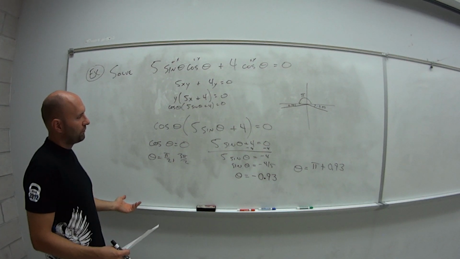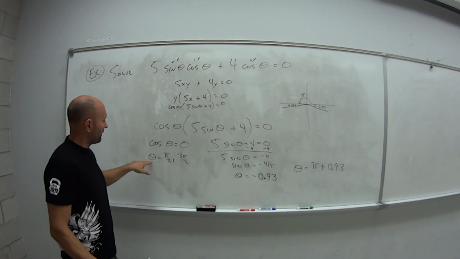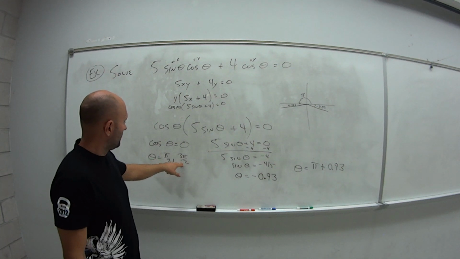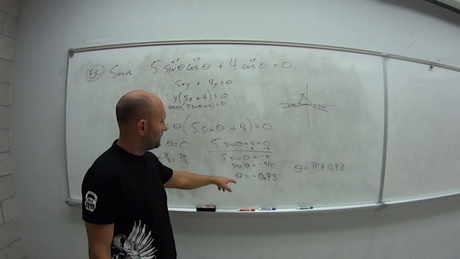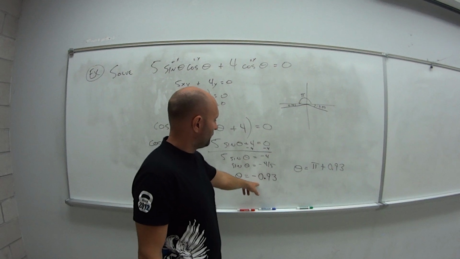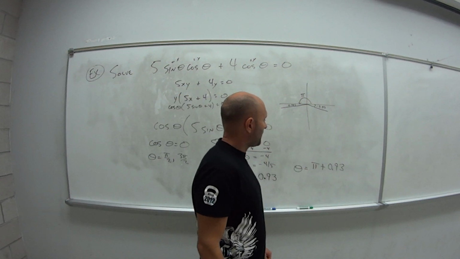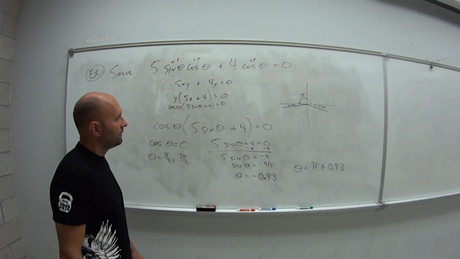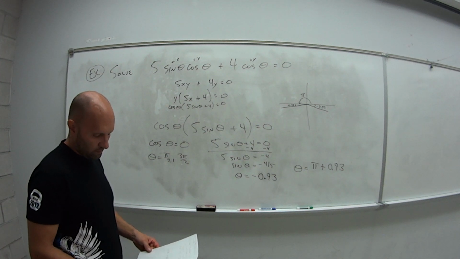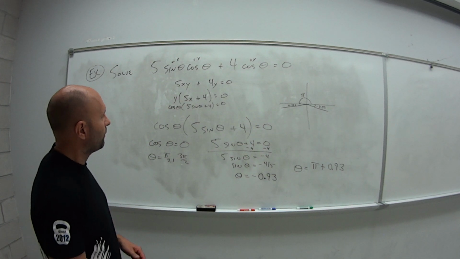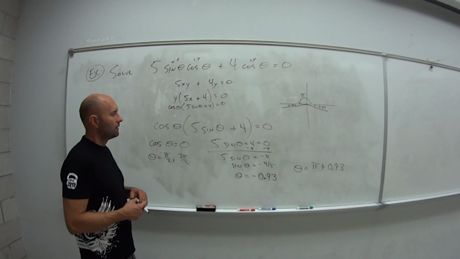So if we just want the 4 distinct solutions, here's what we have. Theta is pi over 2. Theta is 3 pi over 2. Theta is negative 0.93. Or theta is pi plus 0.93. So those are the 4 possibilities. So that's it.